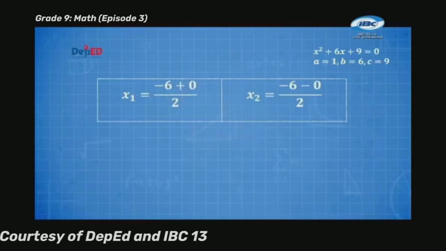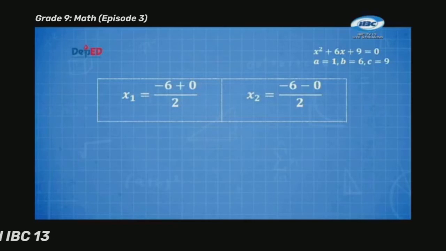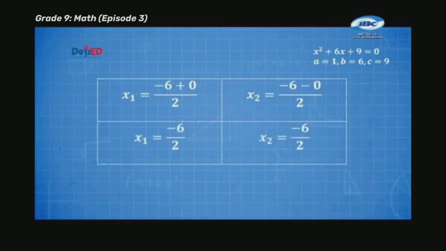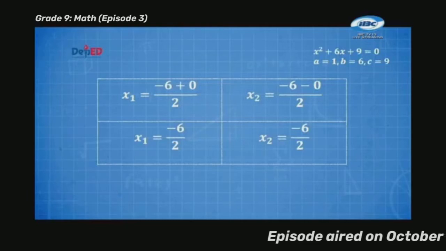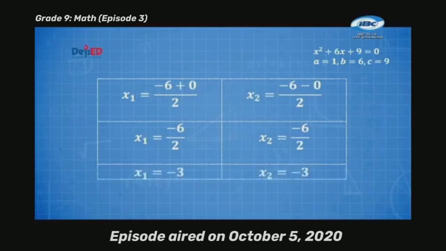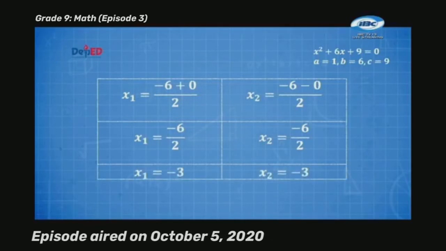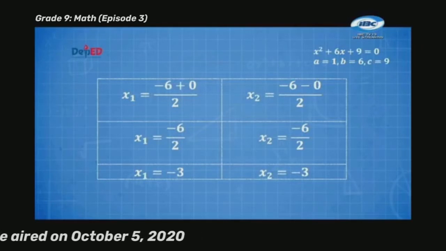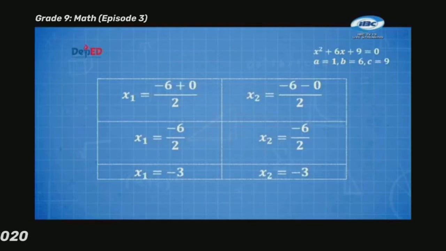Break down the equation into 2. Thus, the equations x sub 1 equals negative 6 plus 0 all over 2 and x sub 2 equals negative 6 minus 0 all over 2. Then solve for x. Both values of x can be simplified as negative 6 over 2 or negative 6 divided by 2. Increasing or decreasing a number by 0 yields the same number. Dividing negative 6 by 2, we get that x sub 1 and x sub 2 are both equal to negative 3. The two roots are integers and they are also equal.